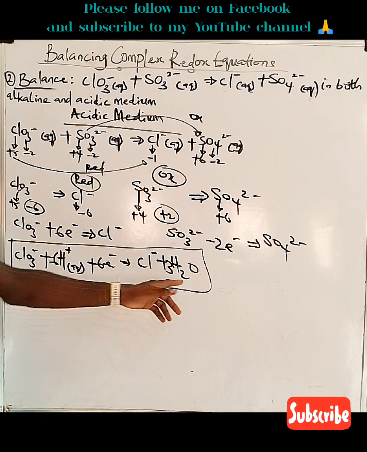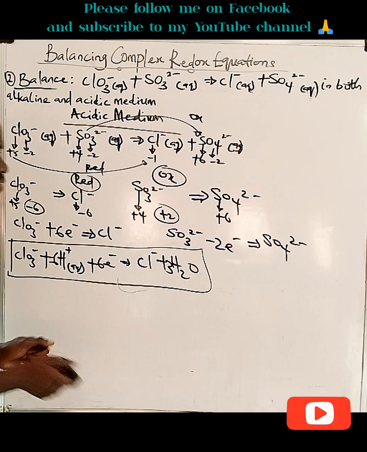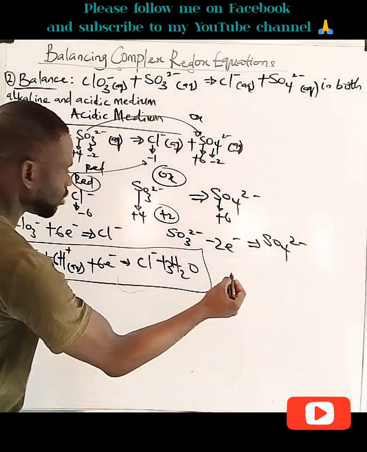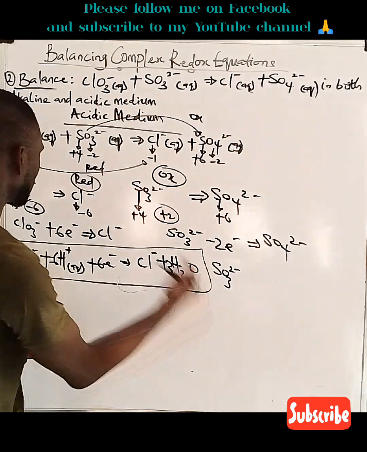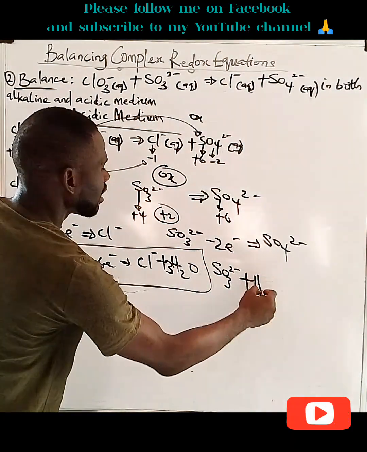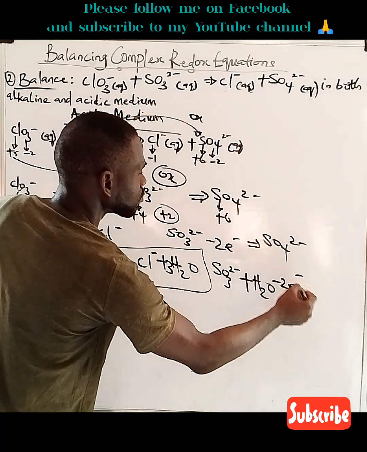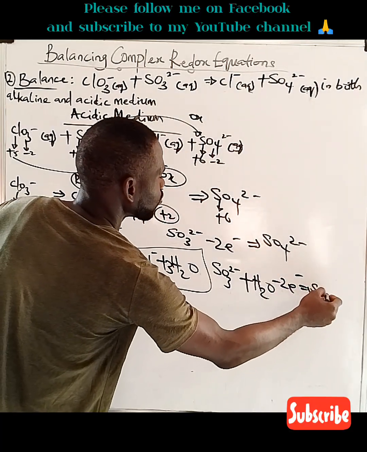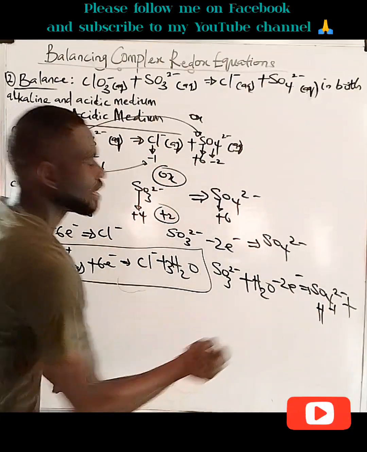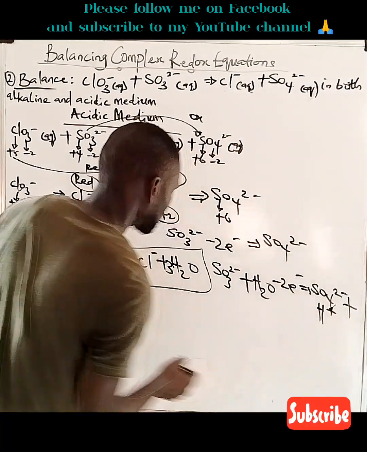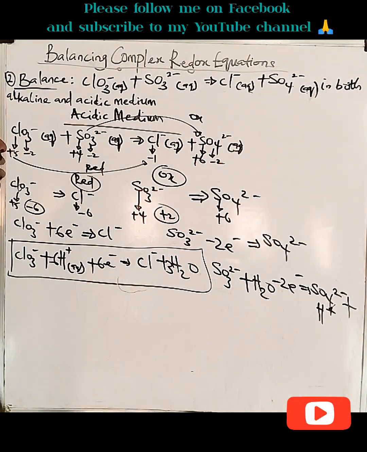For oxidation, we're going to bring water to this place and hydrogen ion to the other side, just a swap in rows. So that's what we're going to do. We're doing that right away. That's SO3 2-. So water crosses over. We have plus H2O, minus 2 electrons, equals SO4 2-, plus the hydrogen ion. So you have water added to this place, then hydrogen ion added to the product end.